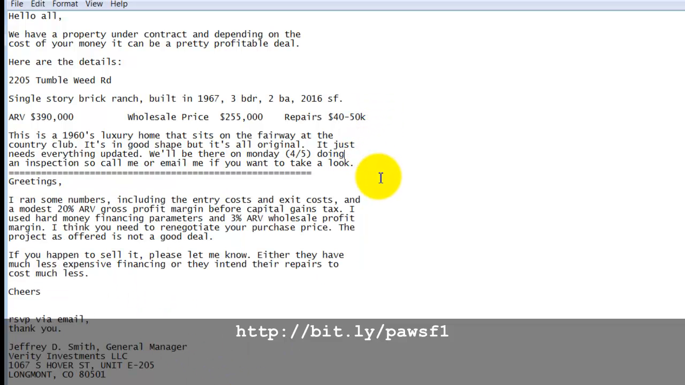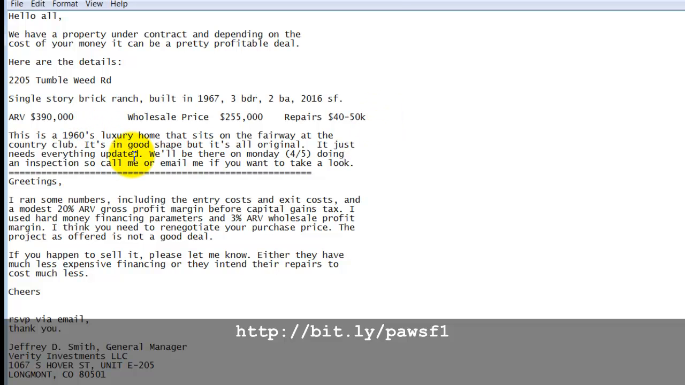This amateur wholesaler submitted this property. The ARV is $390,000, the wholesale price $255,000, repairs $40 to $50K. He did not provide any substantiation of these numbers.